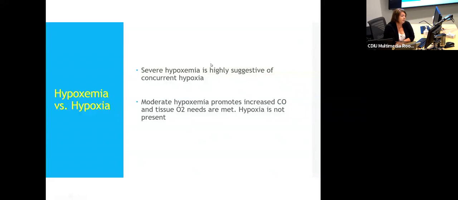Moderate hypoxemia promotes increased cardiac output, and tissue O2 needs are then met. So the compensatory mechanism is the cardiovascular system. And if that happens, you may not have tissue hypoxia because you're compensating.